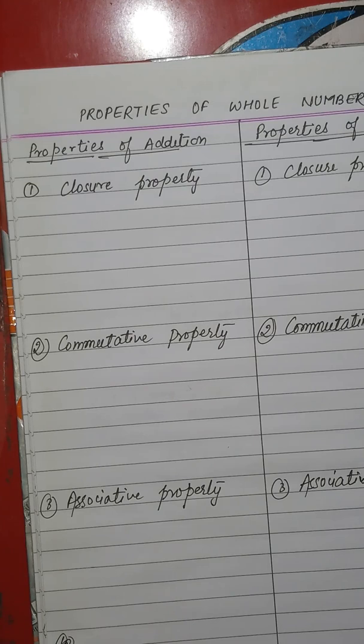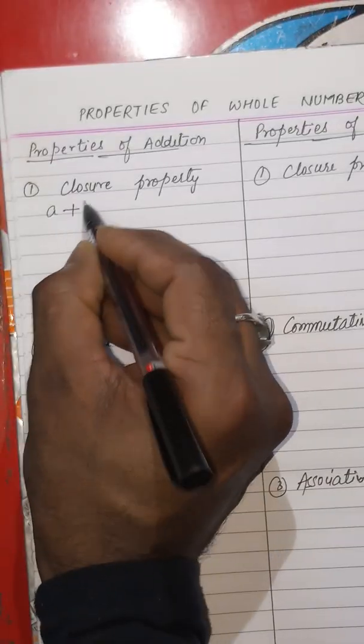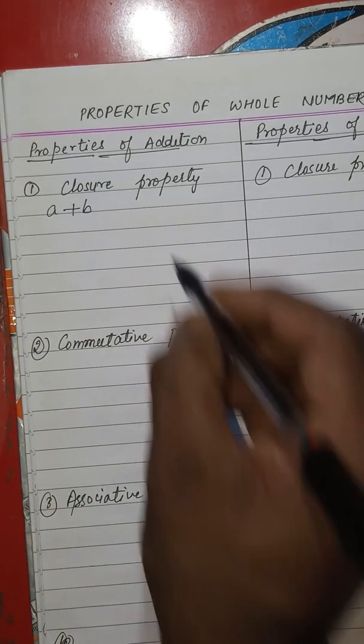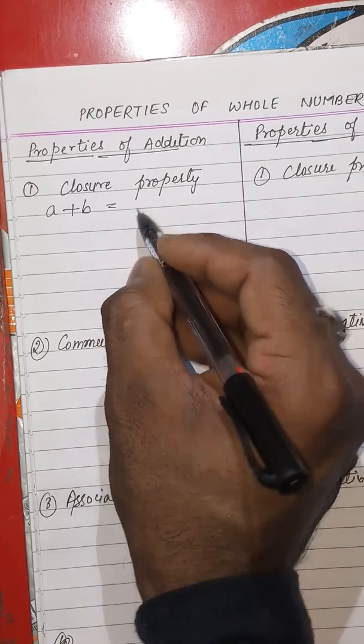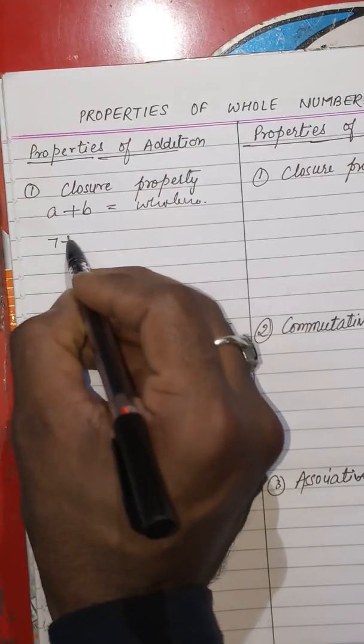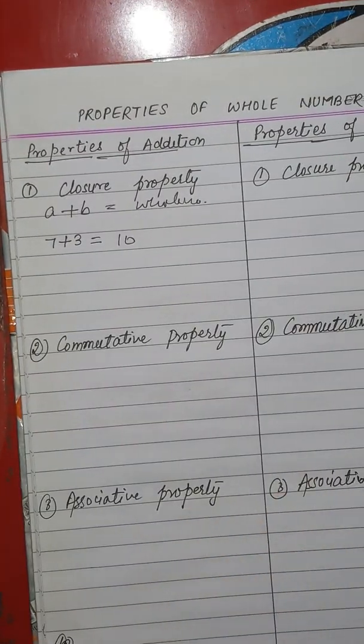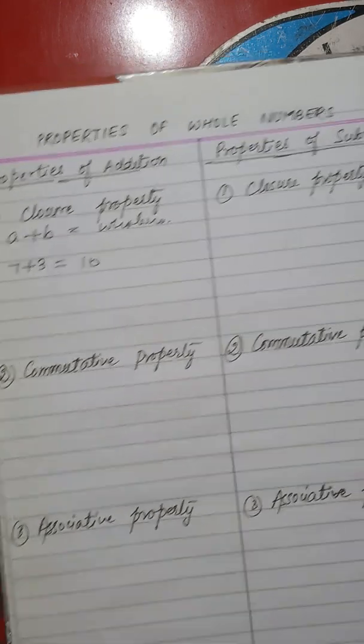I am here with a video related to the properties of whole numbers over addition, subtraction, multiplication and division. Let's start the video. The first property of addition is the closure property. If A and B are two whole numbers, and if we add these whole numbers, we will get a sum which is also a whole number. Taking an example, 7 and 3 are two whole numbers. If we add them, we get 10, which is also a whole number. This is the closure property of addition.